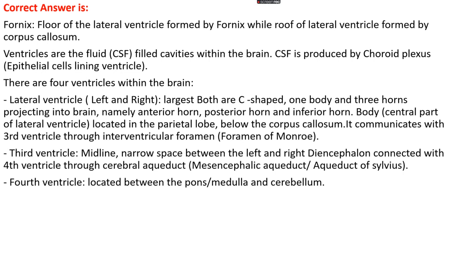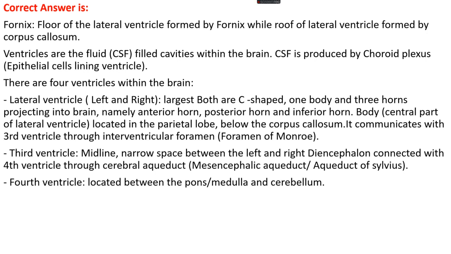Okay, if you look at the ventricles, these are fluid-filled spaces. Actually, CSF, that's cerebrospinal fluid, fills the spaces and cavities within the brain. This CSF is mainly produced by the choroid plexus, which is epithelial cells lining the ventricles. There are four types of ventricles found within the brain. There are the lateral ventricles, left and right. These are the largest ventricles, and both are C-shaped, with one body and three horns projecting into the brain, namely the anterior horn, posterior horn, and inferior horn.